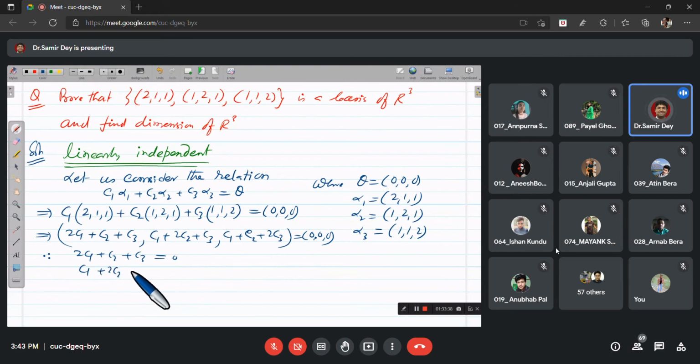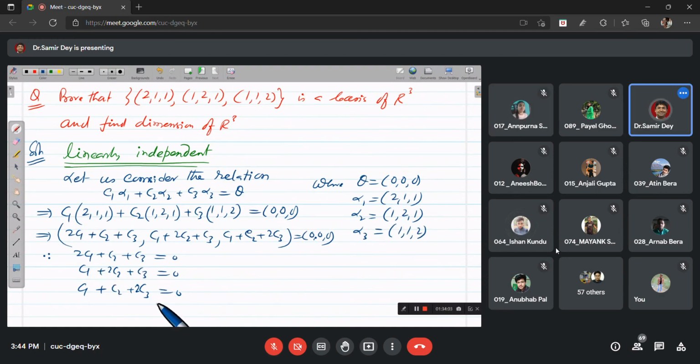C1 plus 2C2 plus C3 is equal to 0. C1 plus C2 plus 2C3 is equal to 0. Am I correct? Yes, sir. Okay. Now, what is our target, to find the value of C1, C2, C3?